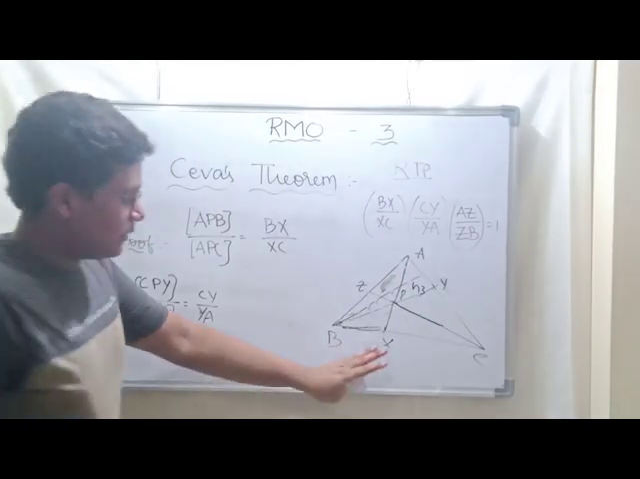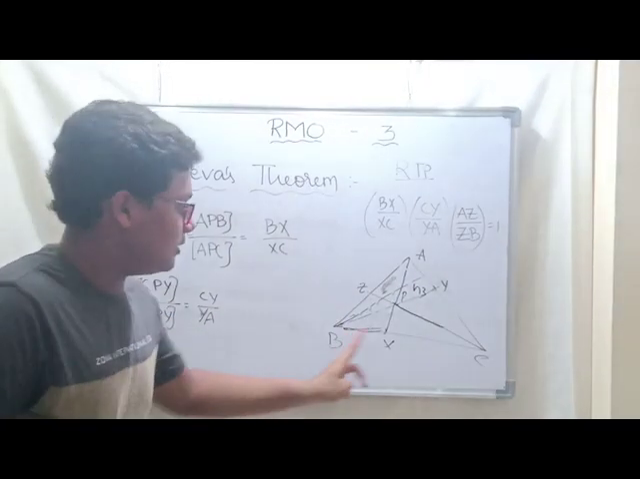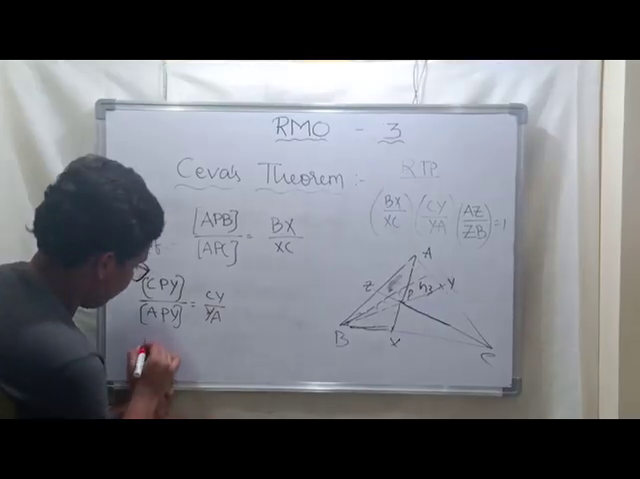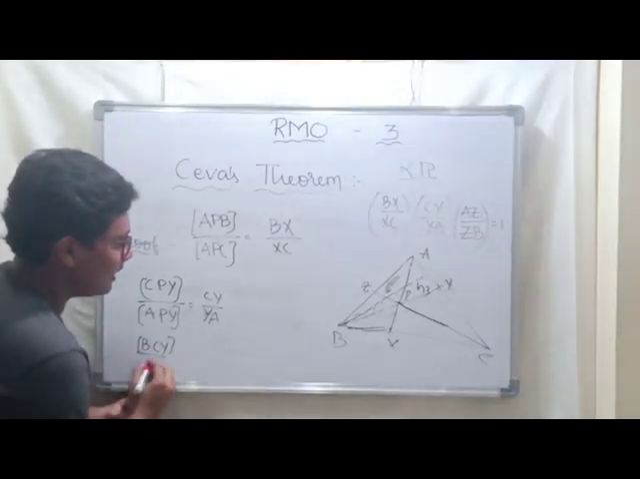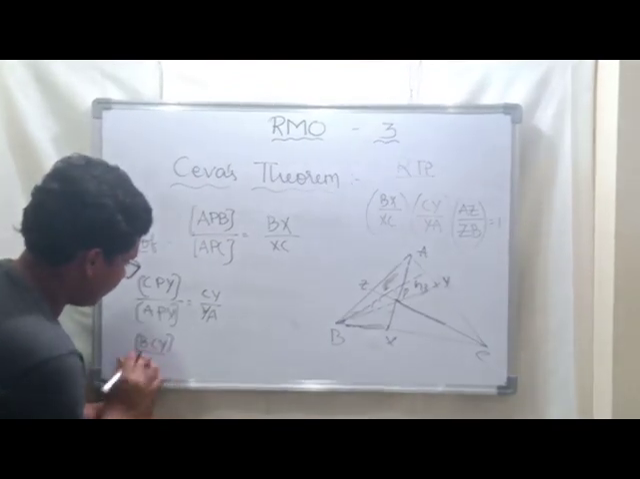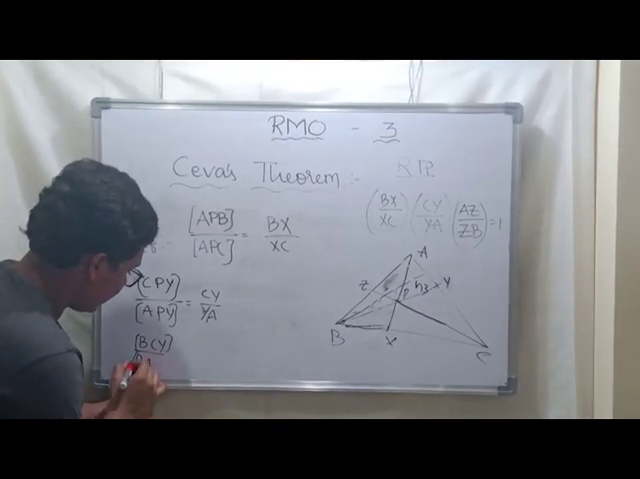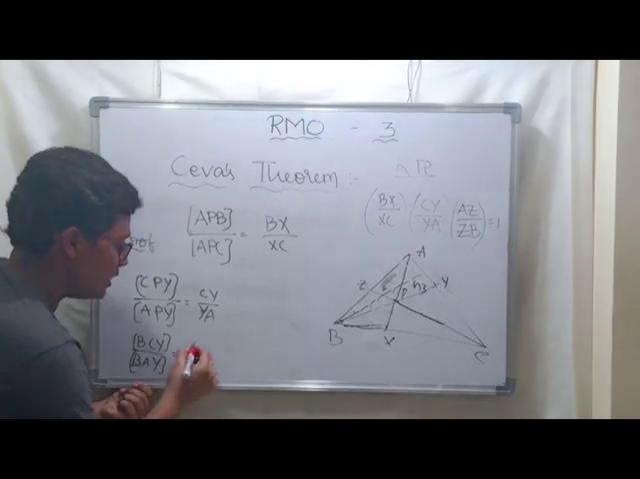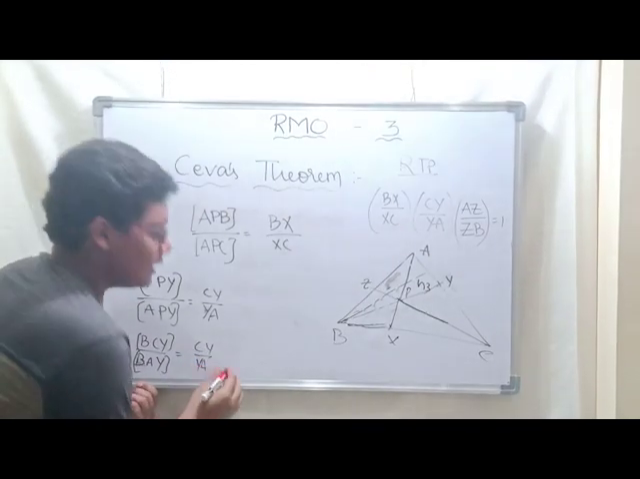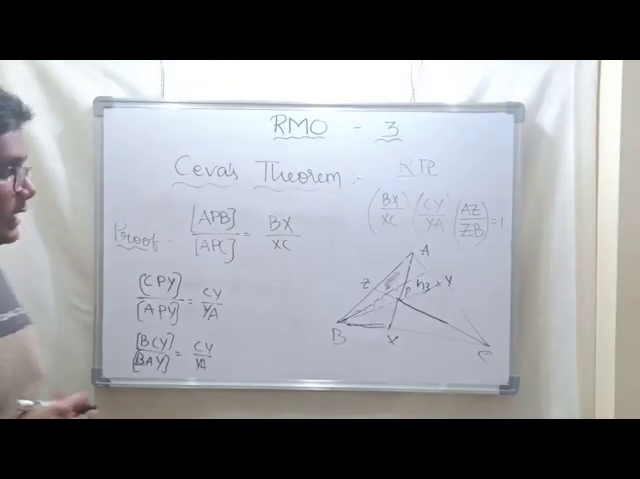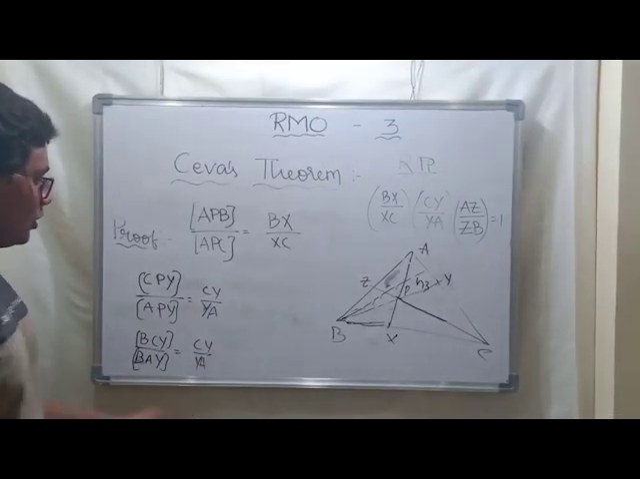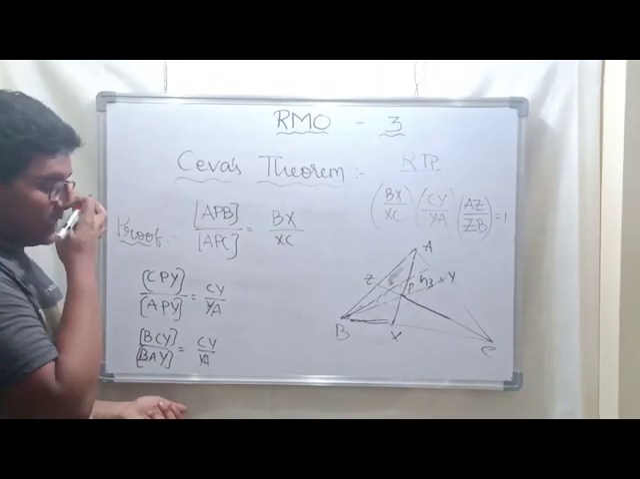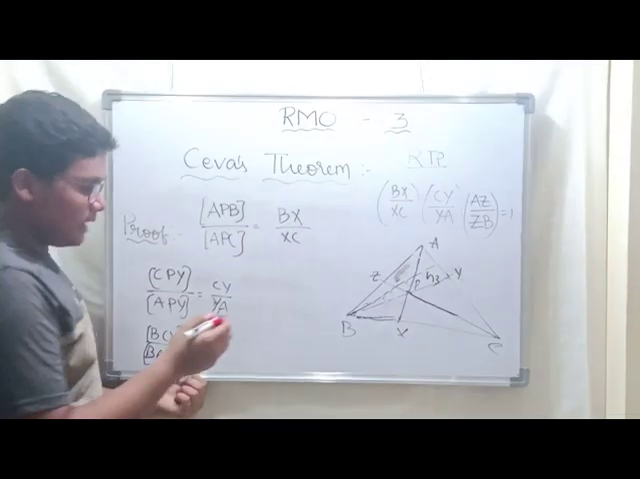So similarly, before we did like that, we'll do BCY: area of triangle BCY and area of triangle BAY. Area of triangle BCY by area of triangle BAY is equal to CY by YA. See, H3 and H3 will get cancelled and 1 by 2 will get cancelled, and CY by YA will be left.